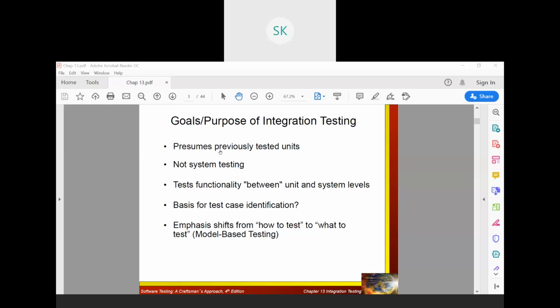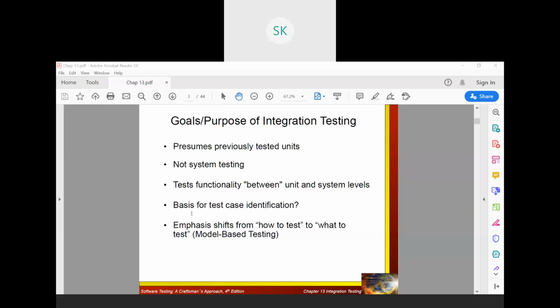It presumes previously tested units. That is, whatever unit testing you have done, once you are integrating, you need to test it once again, thinking that whatever happened with respect to your unit testing will operate in a similar fashion with respect to the integration of the two modules also. It is not the system testing. You're not testing the entire system, you're testing one block by one block. If you just integrate it, how will it function? Test functionality between unit and system levels. That's what will be happening.